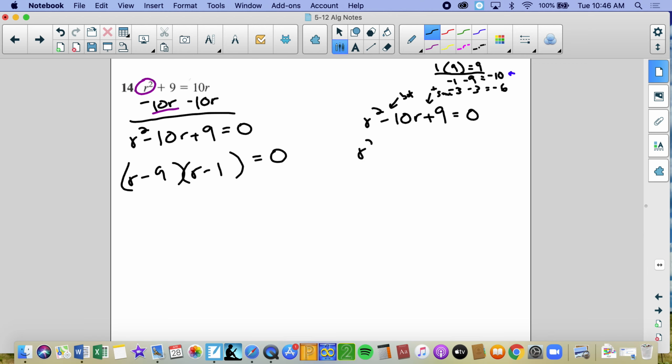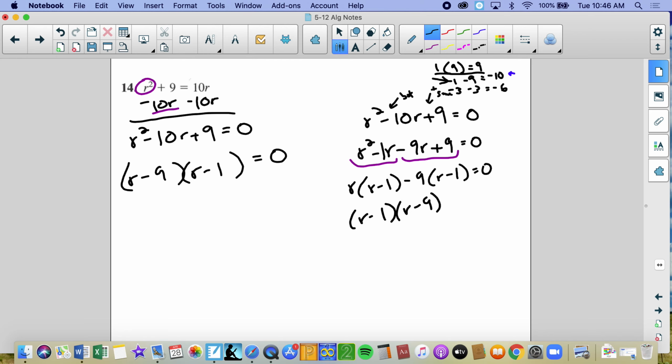So I would take r squared minus r. Some of you can write 1r, I'm okay with that. Minus 9r plus 9 equals 0. Where did I get these two numbers? From here, right here. So now we're going to factor by grouping. Look at the first two. Look at the second two. Factor out an r. We get r minus 1. Factor out a negative 9. We get r minus 1. And that's where we get the r minus 1, r minus 9 equals 0. So some of you are going to be able to just jump to this because you can do it mental math. That's a good telltale whether you're ready to get into geometry.